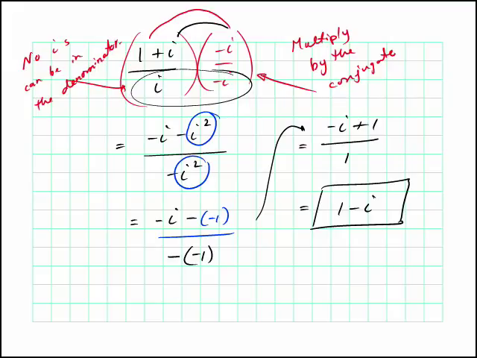One last thing on complex numbers, and that is this. Let's take a look at this pattern.